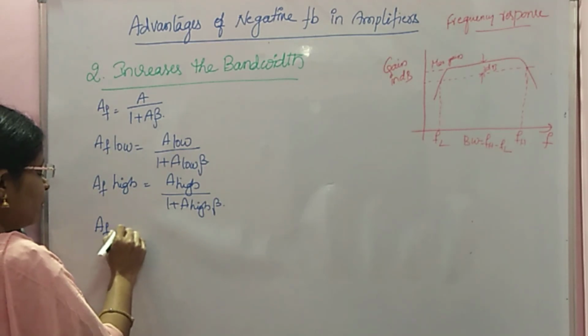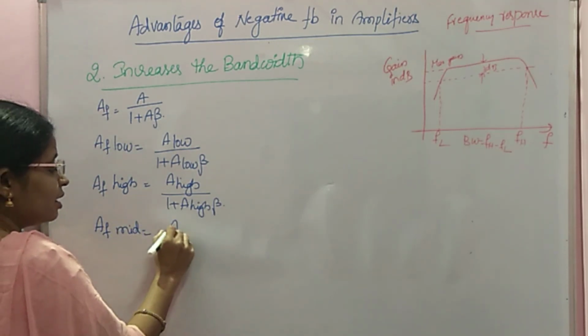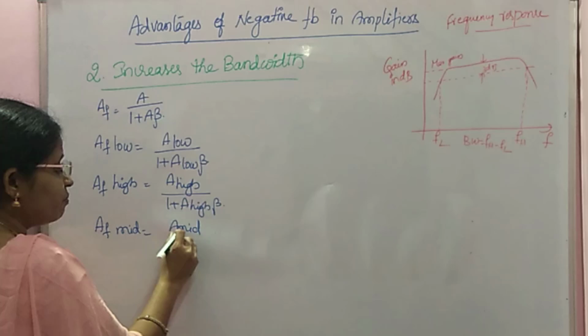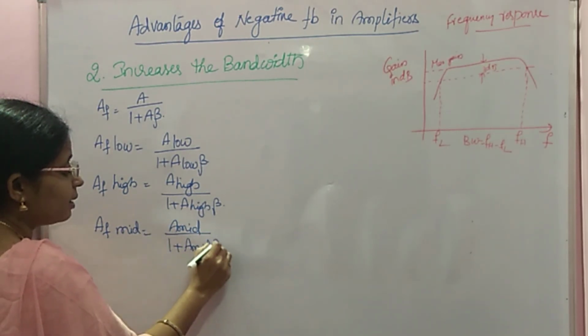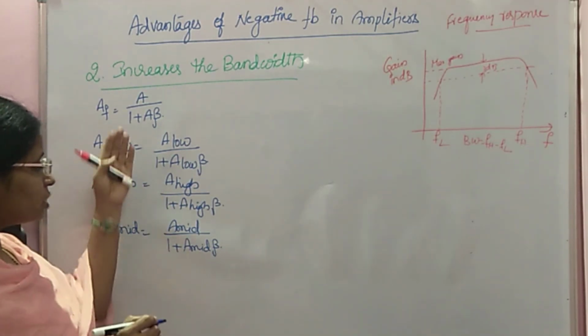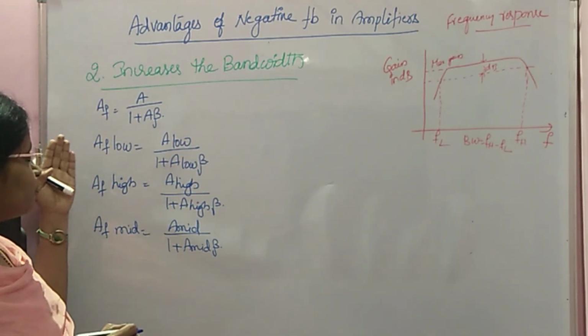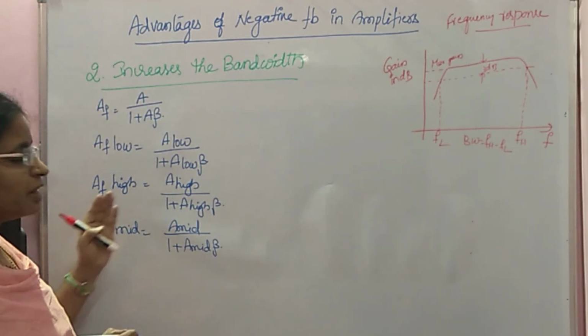And for mid frequencies, AF mid is equal to A mid by 1 plus A mid beta. Yes, these are the 3 equations, for low frequency, high frequency and mid frequency.